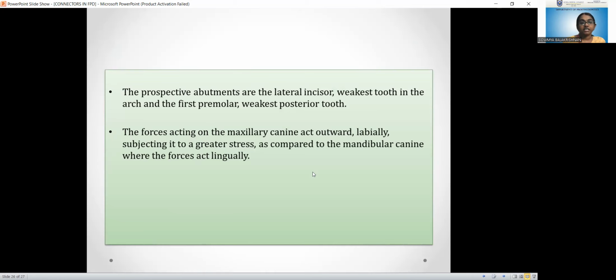Forces acting on the maxillary canine usually act outward labially, subjecting it to greater stress as compared to the mandibular canine, where the forces act lingually. So always be careful while selecting abutments for this. When you replace it, the canine is included in your FPD because of this reason, because it actually lies outside the interabutment axis. Thus we complete the special considerations in FPD.